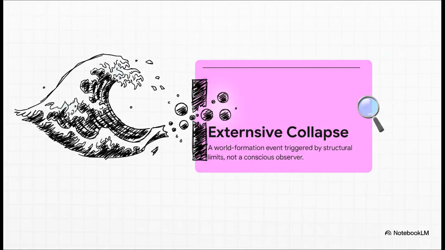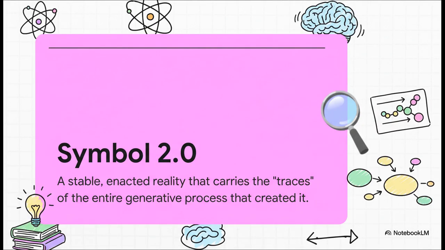So what about that weird quantum collapse, where an observer makes things real? Well, the framework calls this externsive collapse. And this is absolutely crucial: it has nothing to do with a conscious person looking at it. Instead, it's an objective event. It happens when a system's potential sort of runs out of road. It hits its own structural limits, can't stay in that fuzzy state of possibility anymore, and is forced to stabilize into one definite outcome.